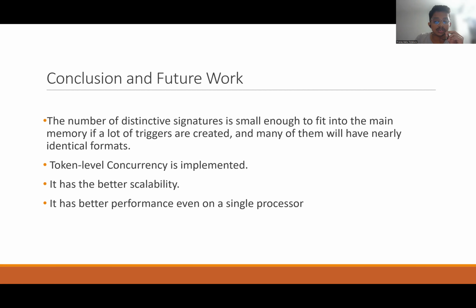Finally, let us conclude our presentation. In conclusion, we can say that we use token level concurrency because it has better scalability and also better performance even on a single processor. And whenever many triggers are created with distinctive signatures, many of the triggers will have nearly identical formats.